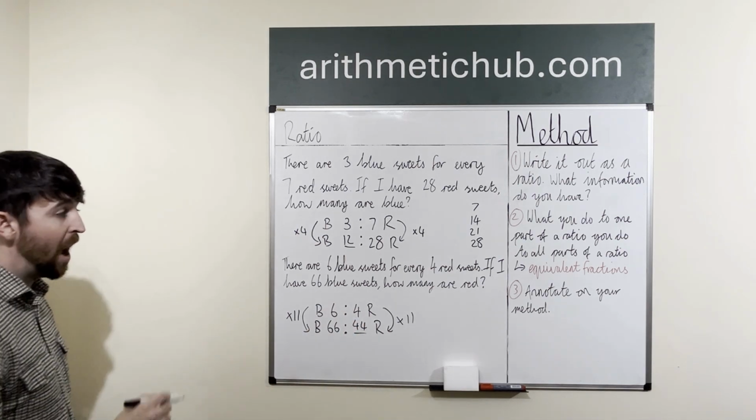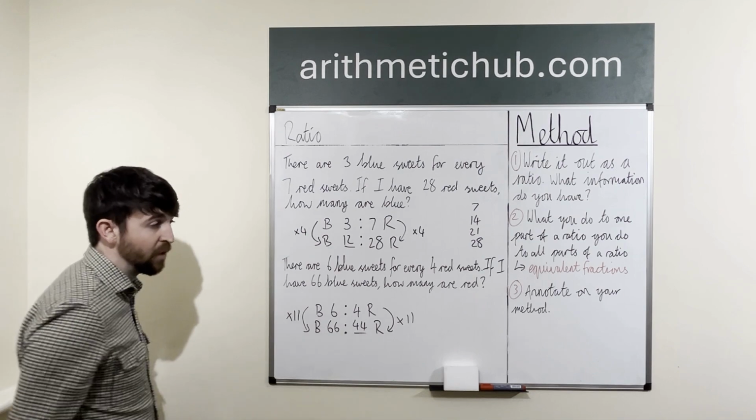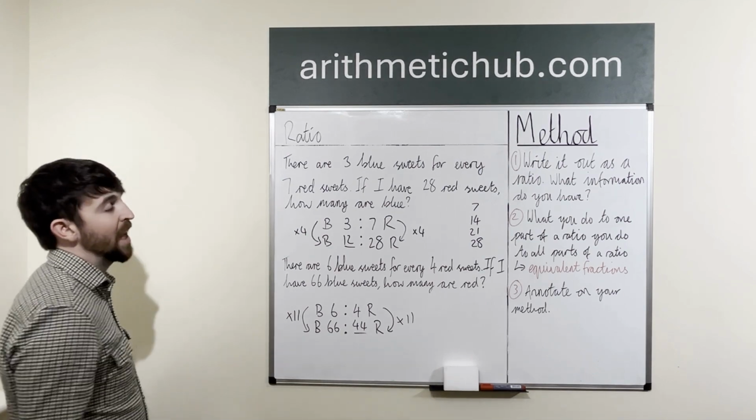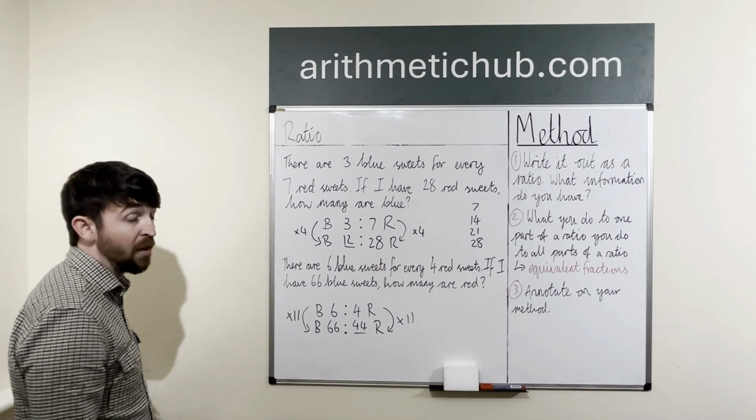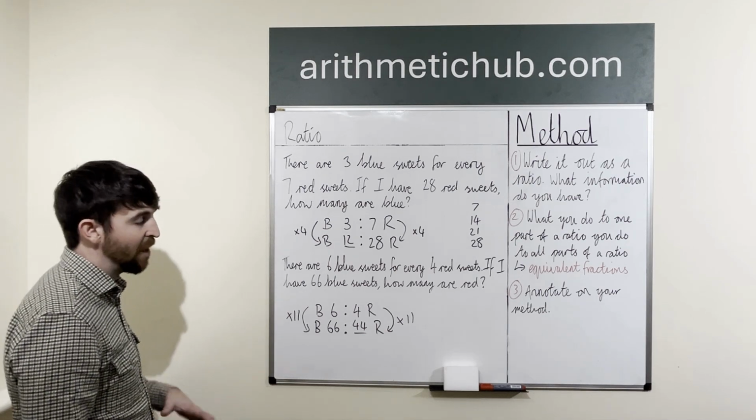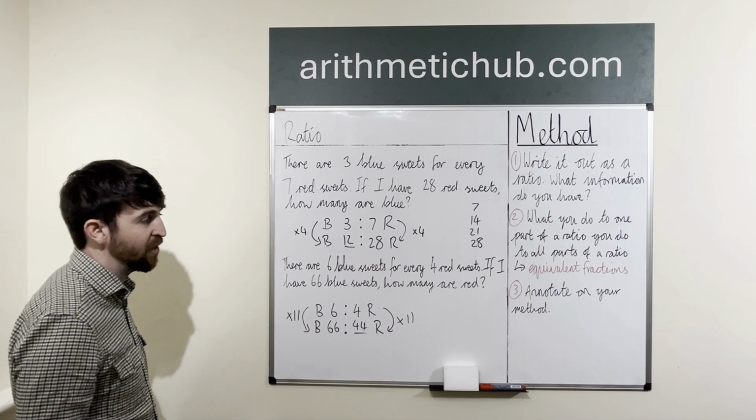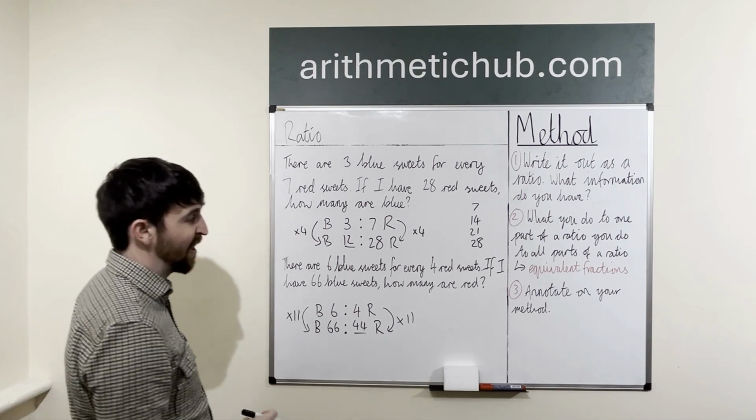So how many sweets are red? 44 sweets are red. Now, that's for these types of ratio questions. There are other types of ratio questions as well that include another key piece of information. So stick with the video and we'll have a little look at that.